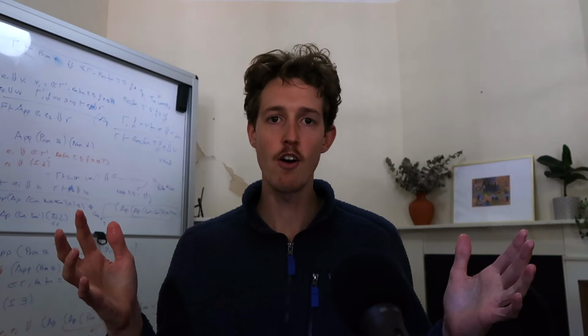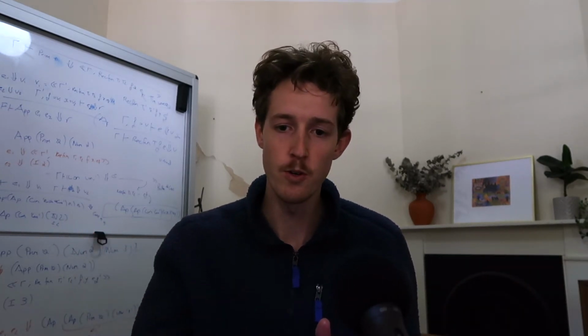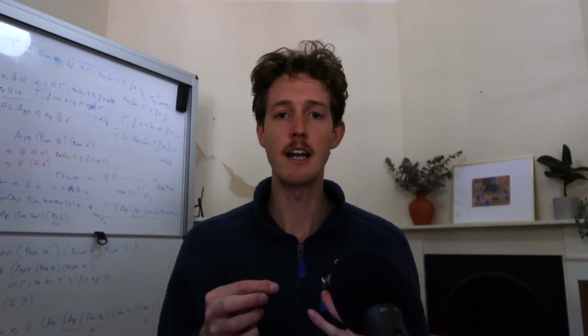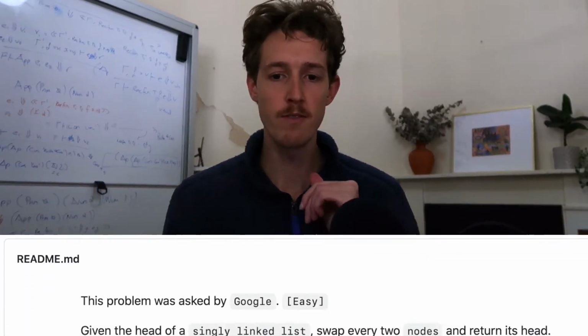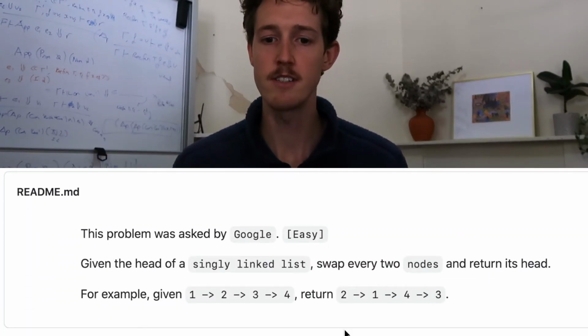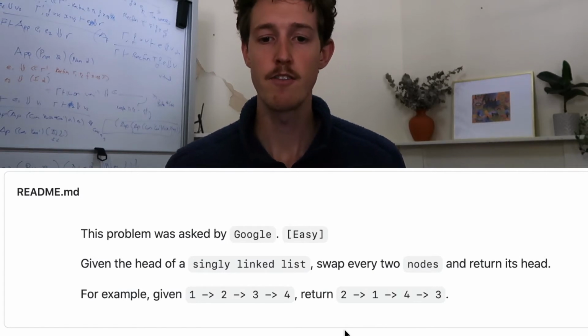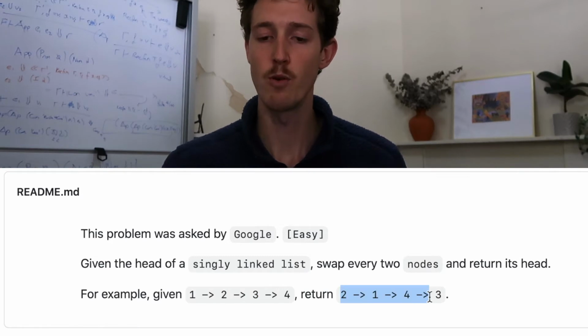So to kick off, we've got a little problem here that's got no name, but we can call it the swapping linked list node problem. And what does it want us to do? Well, it says given the head of a singly linked list, swap every 2 nodes and return its head. For example, given 1, 2, 3, 4, return 2, 1, 4, 3.